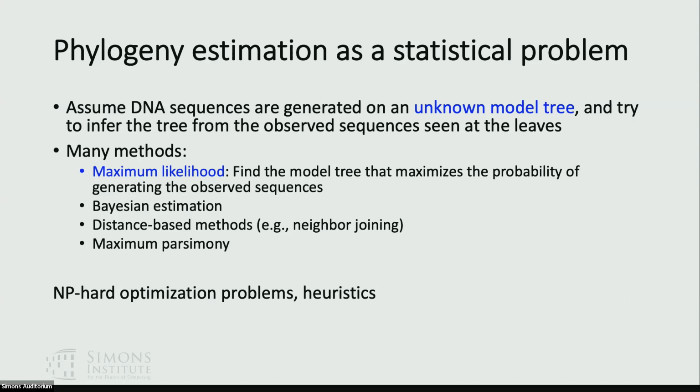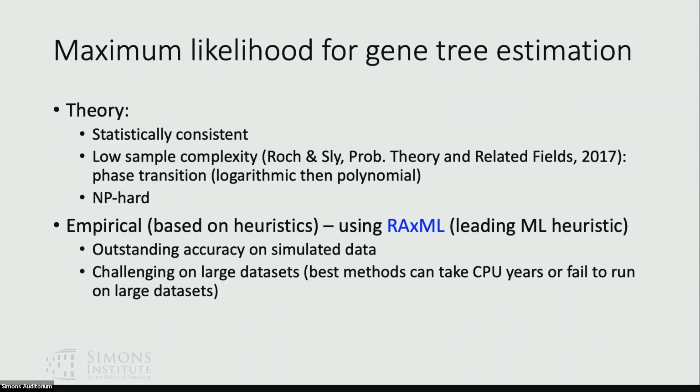I'm going to talk about results with maximum likelihood because that's what people do with their big data sets. The ones who have the time can do Bayesian. In theory it's consistent with low sample complexity, and empirically you get really good results even with heuristics. You're not provably solving your problems, you're running heuristics. RAxML is the standard one, but RAxML is not designed for very large trees.